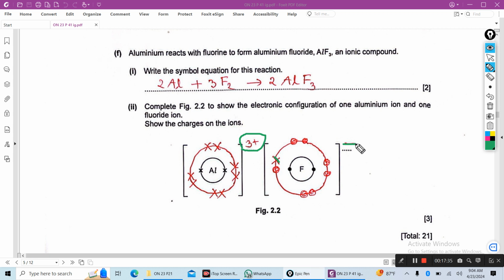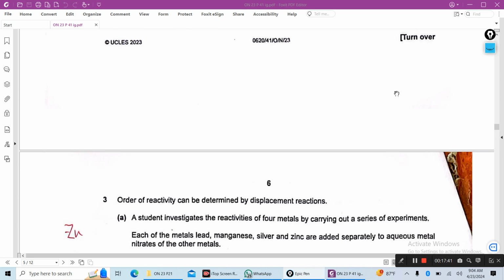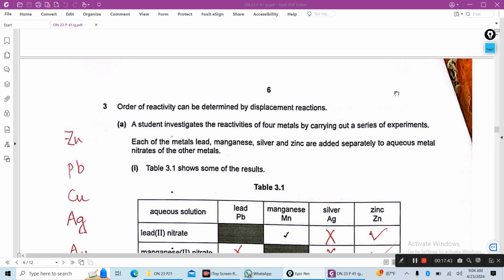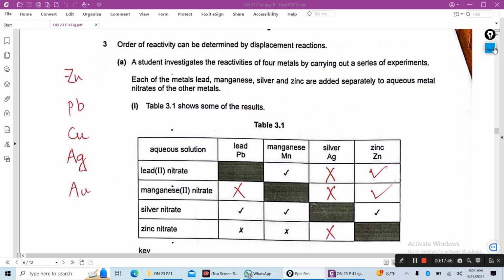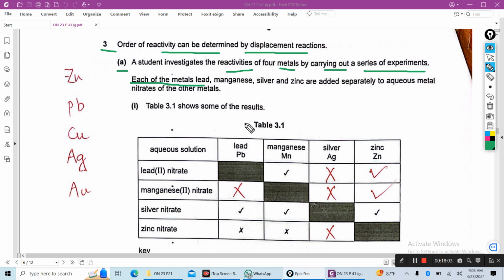Next, number 3. Order of reactivity can be determined by displacement reactions. A student investigates the reactivity of 4 metals by carrying out a series of experiments. Each of the metals lead, manganese, silver and zinc are added separately to aqueous nitrates of the other metals.